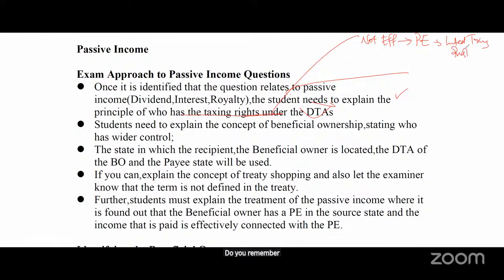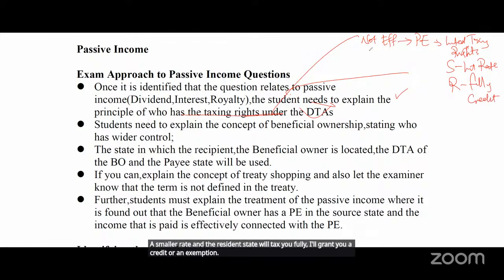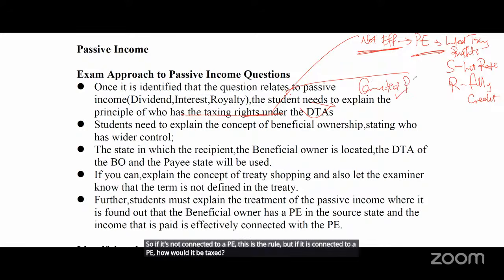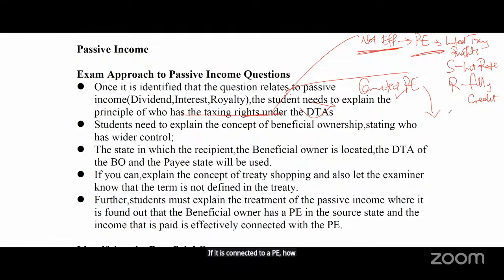Meaning that the source state will tax you at a limited rate, maybe 10%, a smaller rate. And the resident state will tax you fully, but will grant you a credit or an exemption. So if it's not connected to a PE, this is the rule. But if it is connected to a PE, how would it be taxed? I taught you here now. It will be taxed as a business income.